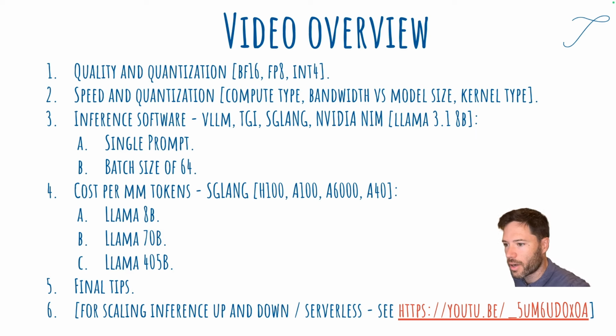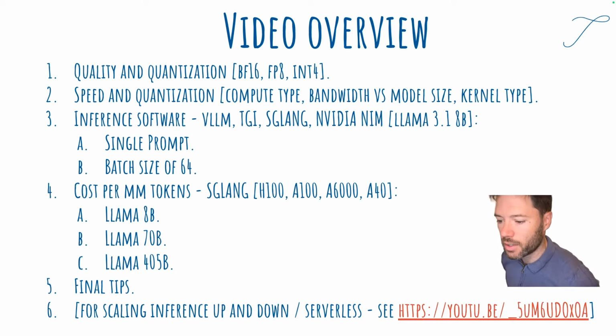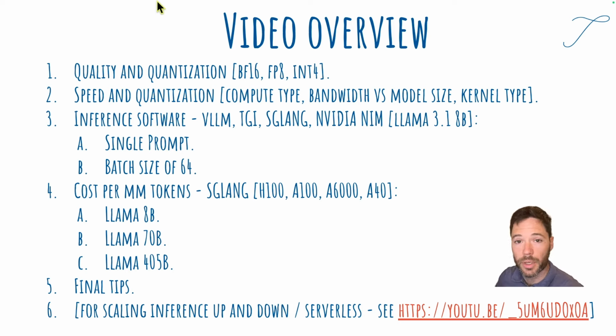Then I'll go through my comparison of the different software: vLLM, TGI, SGLang, and NIM. I'll do that with a single prompt and also with a batch size of 64, which is more representative of production. And then I'll talk about the cost per million tokens on the fastest inference software, which I've found to be SGLang. I'll do that on 4 GPUs, and on the Llama models of 3 sizes.